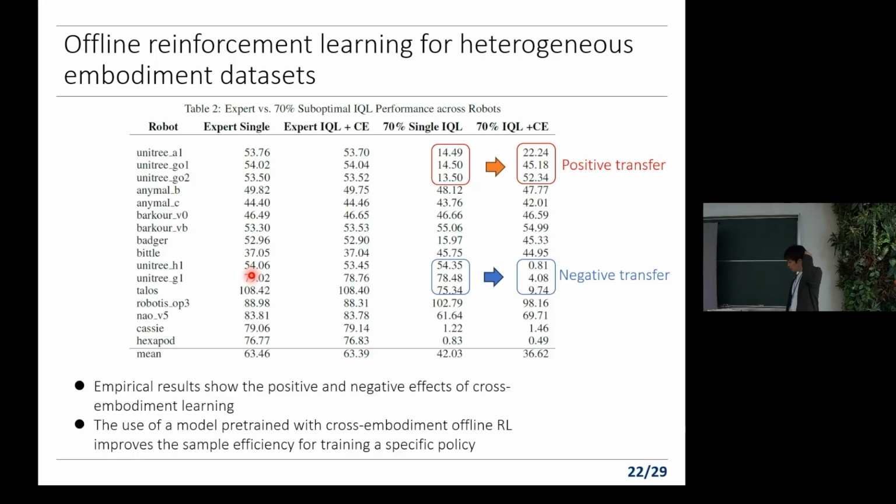In our preliminary experiment, we found that there are positive and negative transfers between different embodiments. This is a very natural result, and I think this also happens in many multitask learning settings in machine learning in general. But we actually observe similar behaviors here, and we need to think about gradient conflict to circumvent this issue. We are working on this. We have also shown that this kind of pre-trained model is beneficial to improve the sample efficiency for training a specific policy.